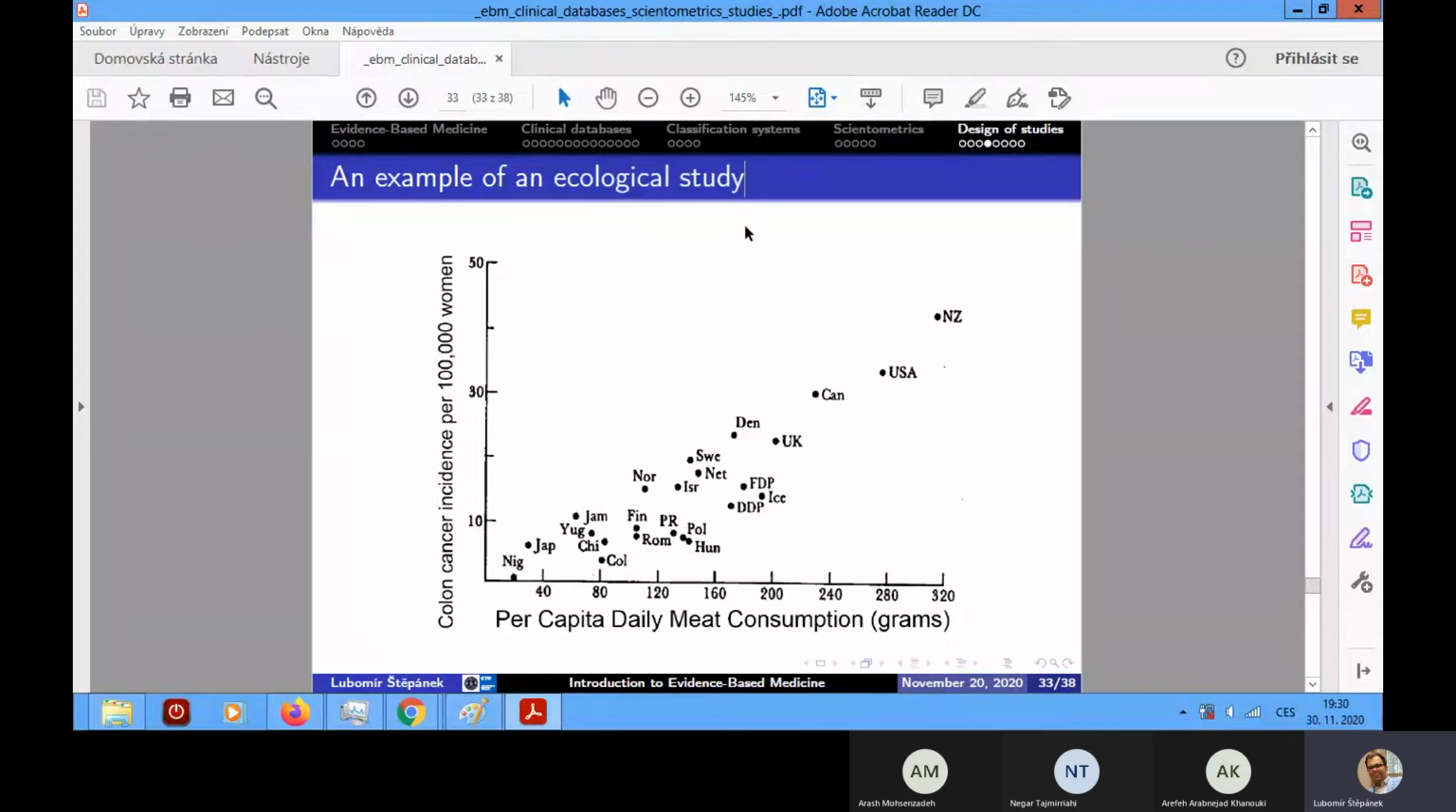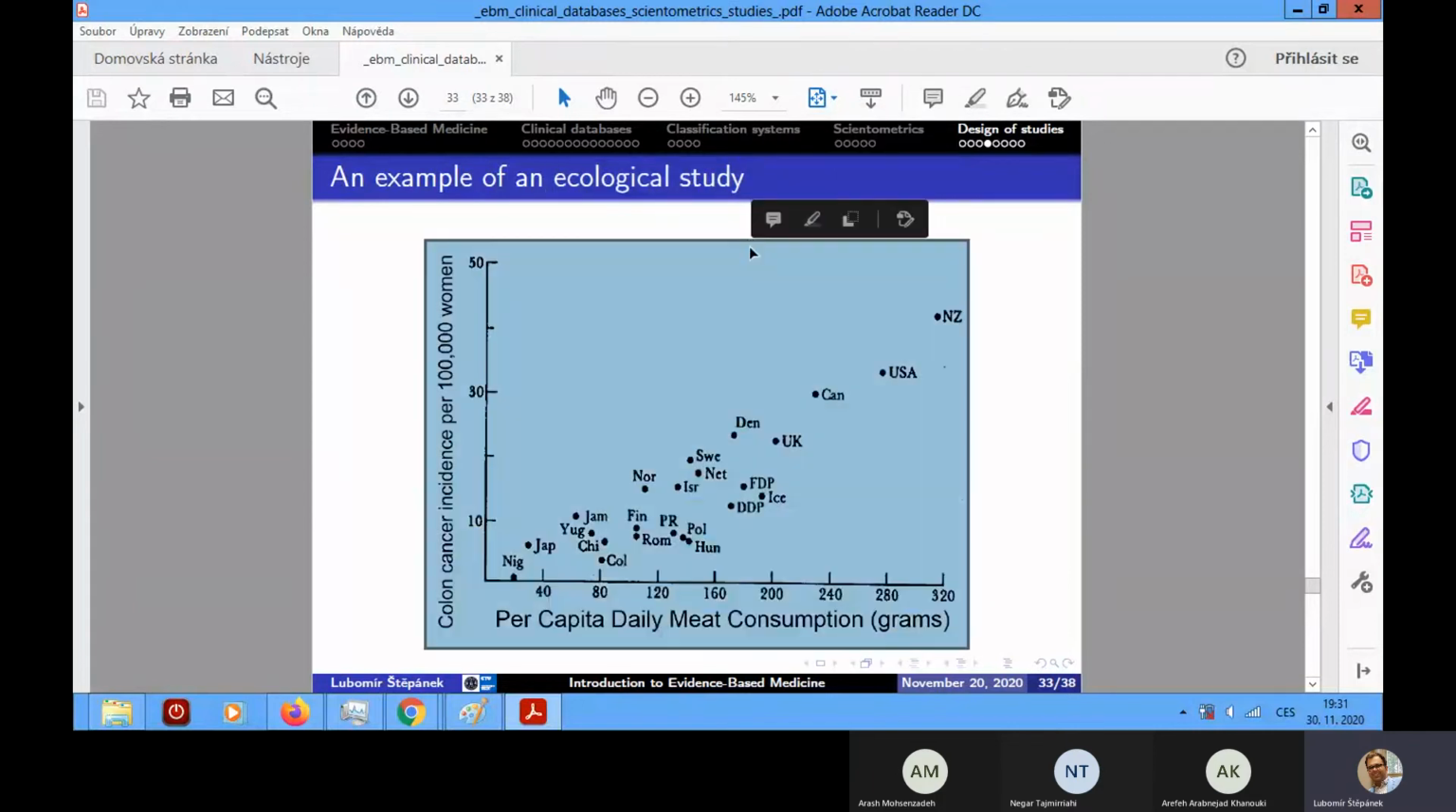So the first impression of the ecological study looks like, oh, there's a very strong, very tight relationship between per capita meat consumption in grams and colon cancer incidence per some subpopulation of women. So the higher the per capita daily meat consumption in grams, the higher the colon cancer incidence per number of women at risk. It looks like it should be a tight linear relationship, for example, a line fitting this cloud of points. But what is the limitation of the study?